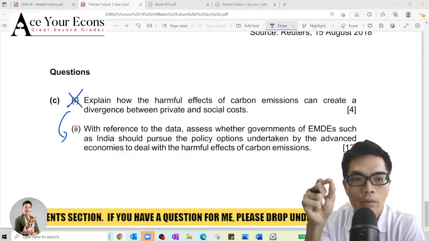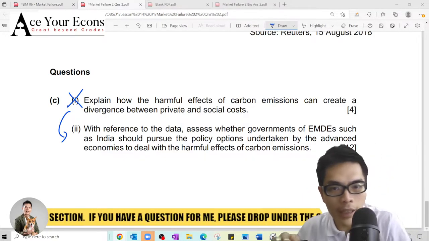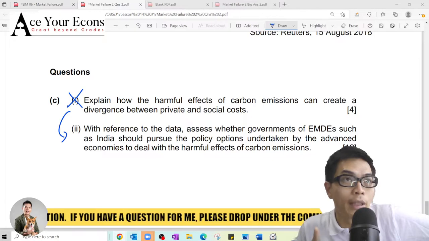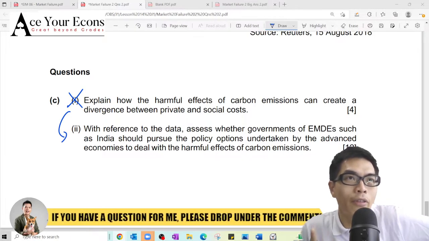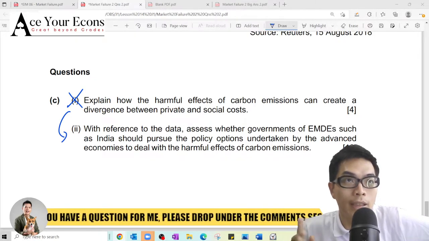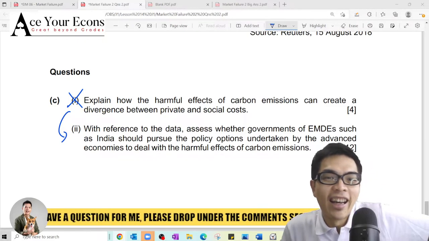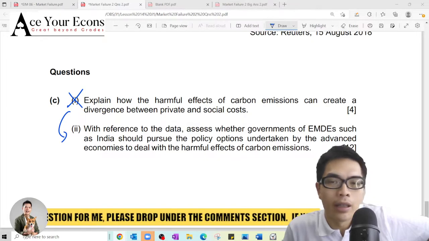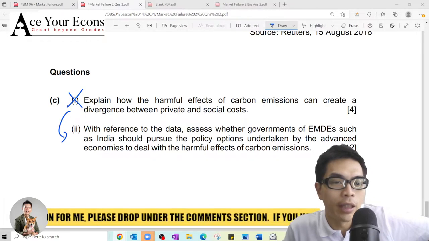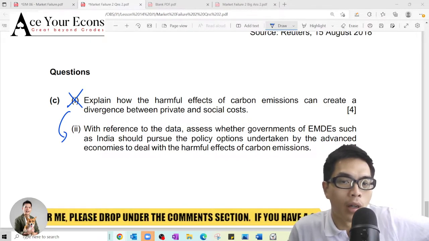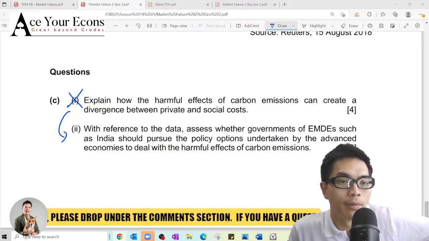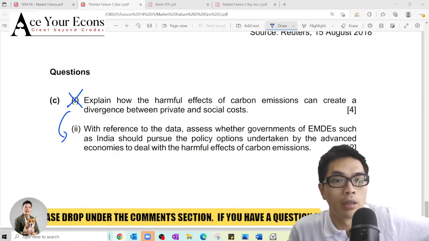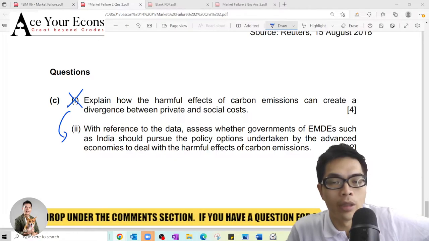The question tells you, with reference to data, you must use case material. Any non-referencing to case material will be awarded 0. Check your outline. Assess whether governments of emerging market and developing economies such as India should pursue the policy options undertaken by the advanced economy to deal with the harmful effects of carbon emission.